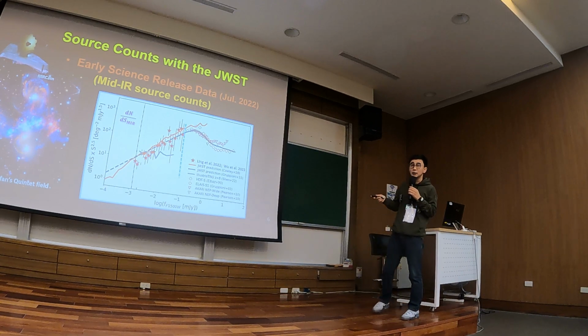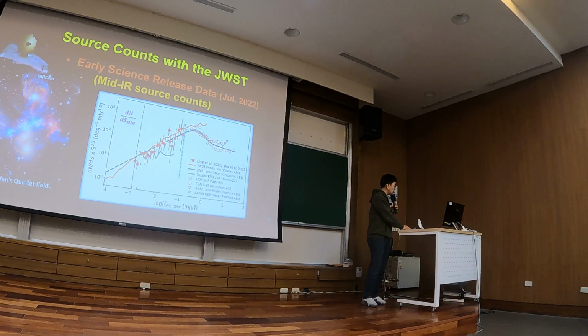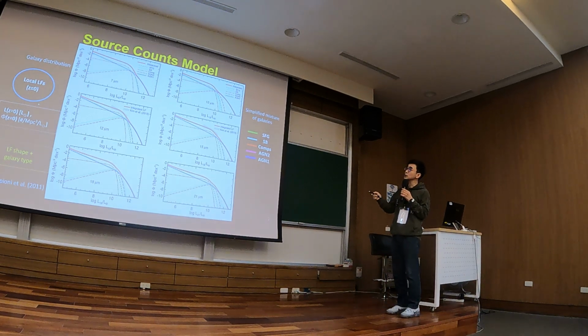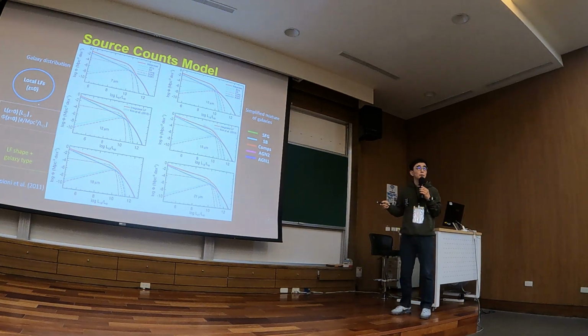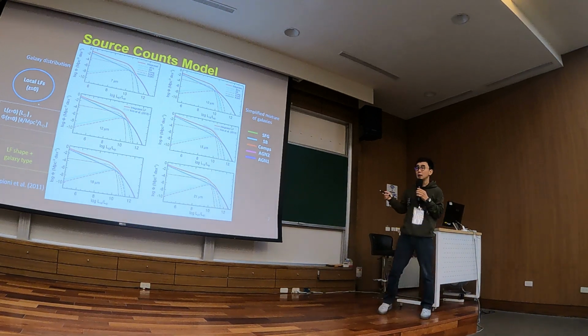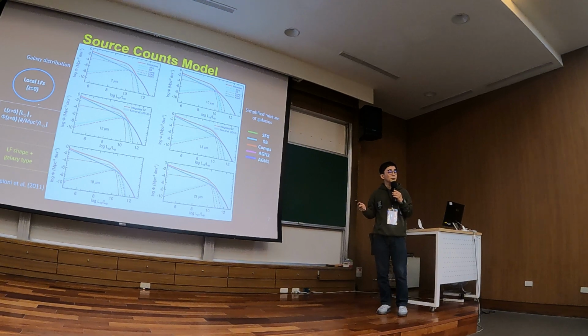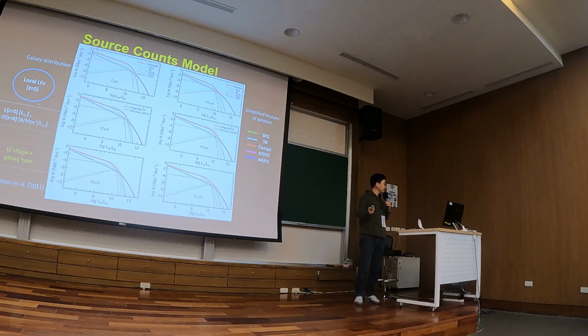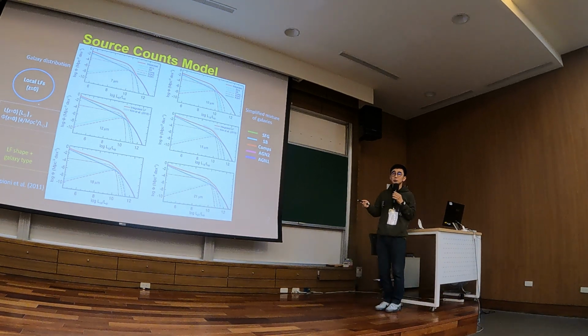To interpret these source count results, basically we need to know the galaxy distribution, at least in the local universe. So these are local luminosity functions at redshift 0, usually given in terms of luminosity and density. So we adopted one of the best luminosity functions, in which these shapes are already decided based on previous observations from Spitzer and Herschel and so on. So this is the first assumption we took in this work.